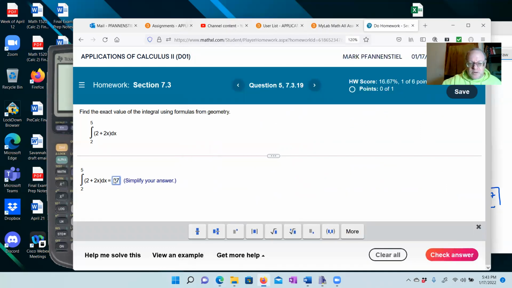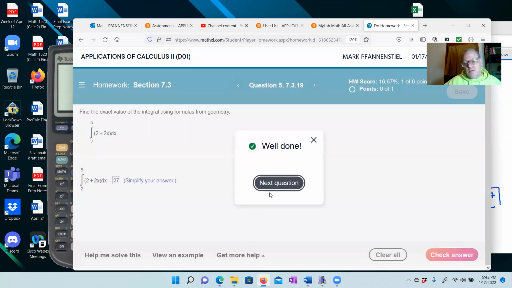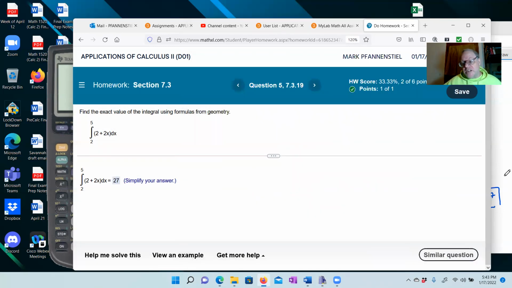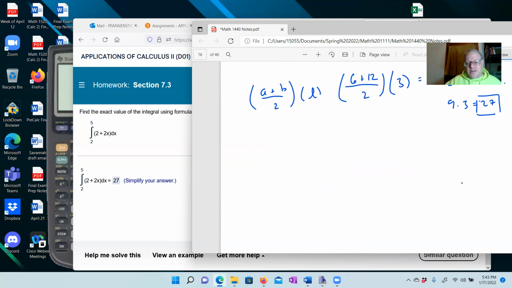I wonder if they want us to do it with real calculus as well. This is a pretty easy one. No, they didn't care. Check. Okay, let's integrate from 2 to 5 of 2 plus 2x dx.